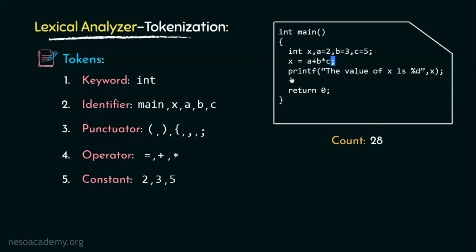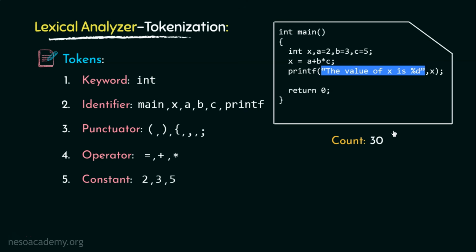Coming to the next statement, here the printf is actually the name of this function. So basically it is an identifier, and with this the token count becomes 29. Next, we again encounter the punctuator left parenthesis. However, this time it is pertaining to the printf function. So our token count will now be 30.